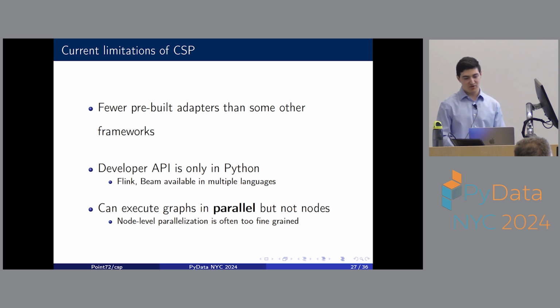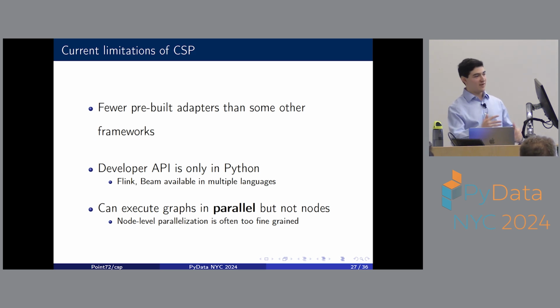The other thing is our developer API. It's only exposed in Python at the moment. This is a PyData conference, so hopefully that's not too much of a limitation. But if you do like Java or Go, Flink and Beam have APIs that support both of those languages, and we don't.